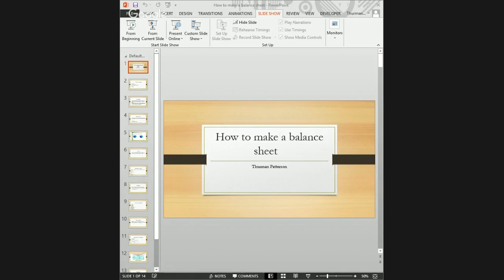For a balance sheet, there is a main formula. The main formula is owner's equity equals assets minus liabilities, or assets equals liabilities plus owner's equity.